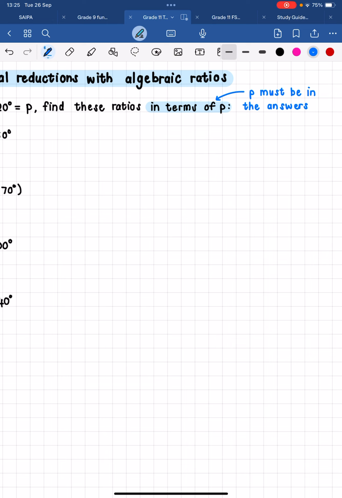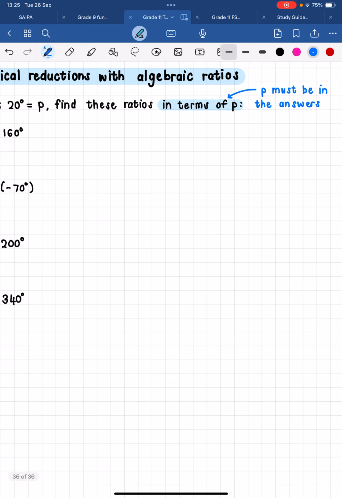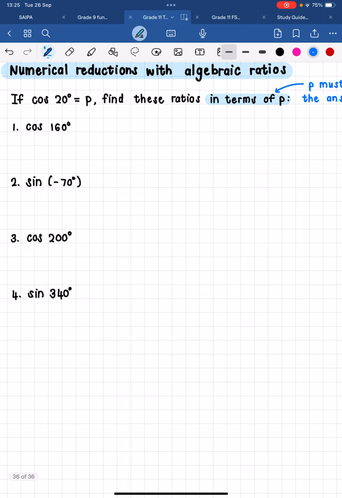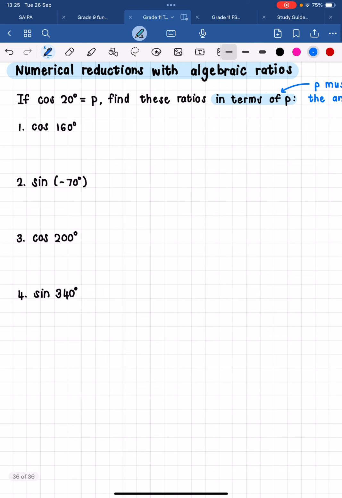Okay, so they've told us that cos 20 is equal to P. So now in order to write all of these in terms of P, we need to first write them in terms of cos 20, right? So what do we think? Cos 160, can I express that somehow using 20 degrees? I can write it as cos 180 minus 20.